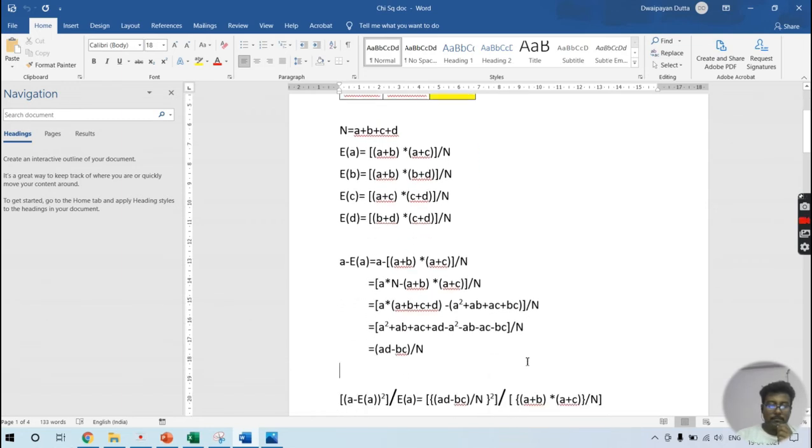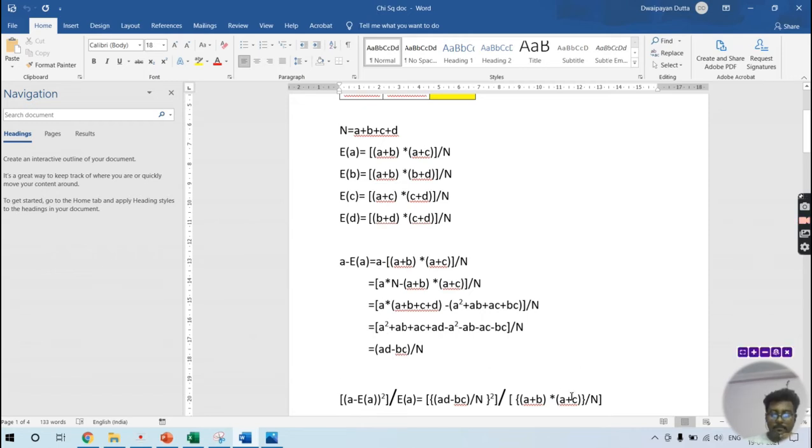Now see, if we put a minus E of A, what is this? If you remember, friends, I have discussed in the previous session also, we have to subtract the observed value minus the expected value. E of A is the expected value of A and A is the observed value. So this is A minus this E of A part. After we put the calculations, as you can see, the final result we are getting is (AD minus BC) whole divided by n. This is the final result of only this A minus E of A part.